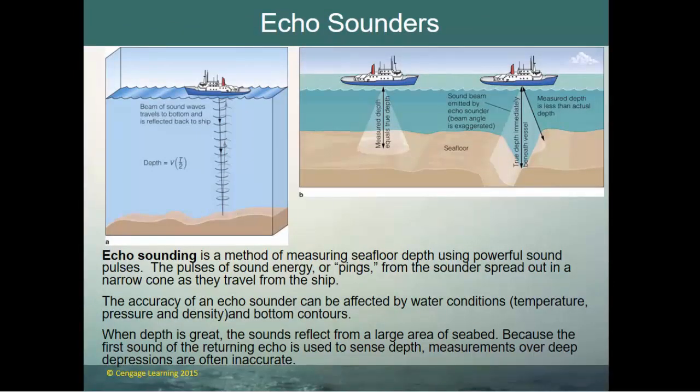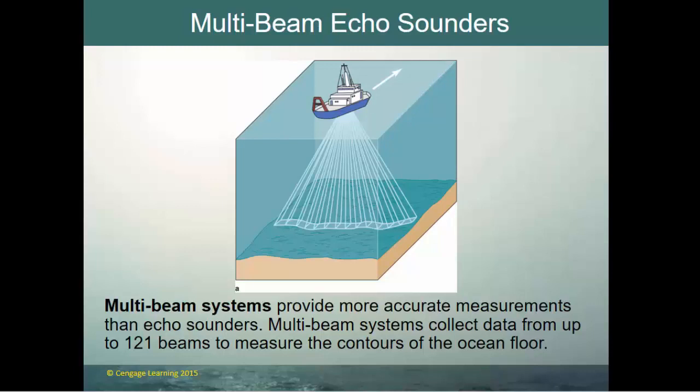We've seen these pictures from Chapter 1, different types of echo sounding, using methods of pinging through the ocean, sending a ping of sound and listening for it to bounce back and getting an idea of just how deep that particular part of the ocean floor is. This is a very important advancement in understanding what the deep ocean basins look like. Multi-beam echo sounders provide more accurate measurements than normal echo sounders. They use up to 121 beams to measure the contours of the ocean floor. They also get it done much more quickly.